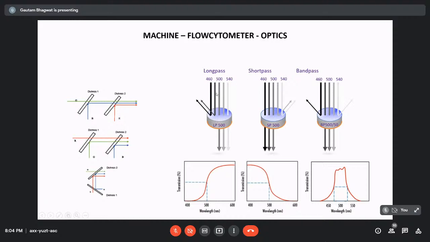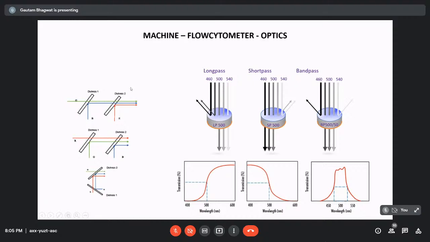Long pass, for example, this is LP500. Long pass means it will allow all the wavelengths more than 500 to pass through, the rest would not. Short pass, for example SP500, means all the wavelengths less than 500 nanometers will pass through, the rest will not. A band pass means a specific band. So if I say 550, a range of 50 nanometers, that is 475 to 525. These band pass filters will allow only 475 to 525 to pass through, the rest will get absorbed.